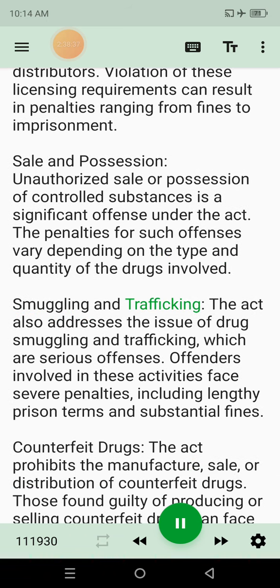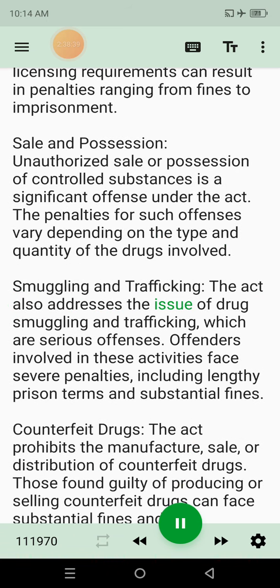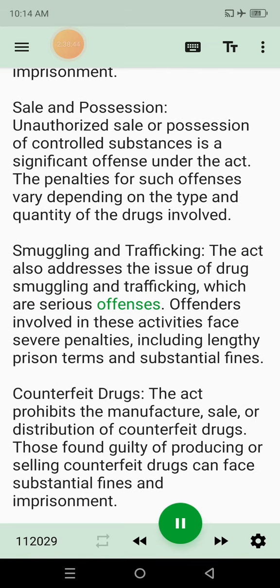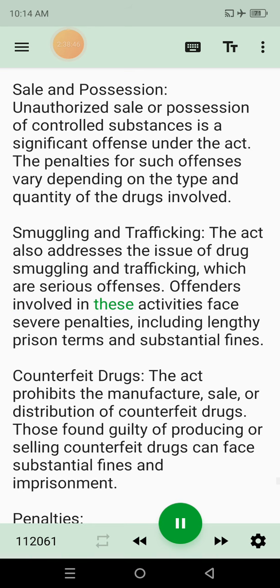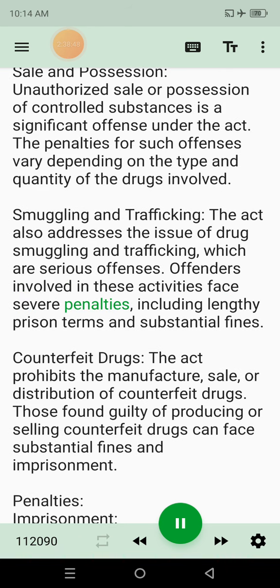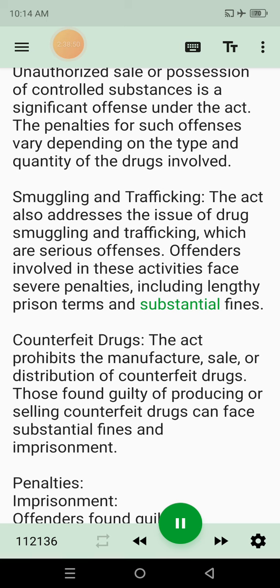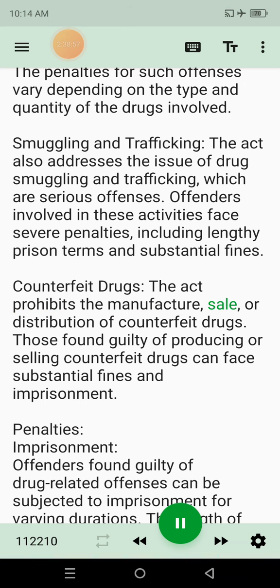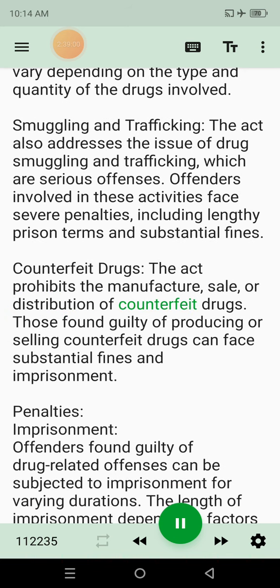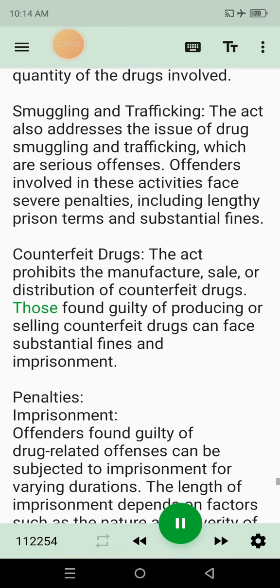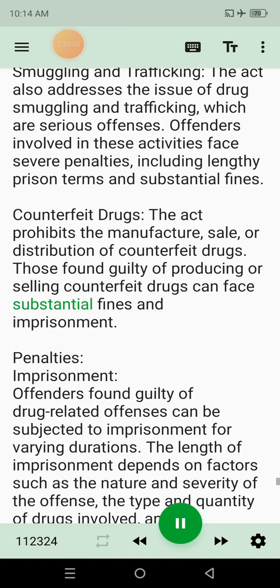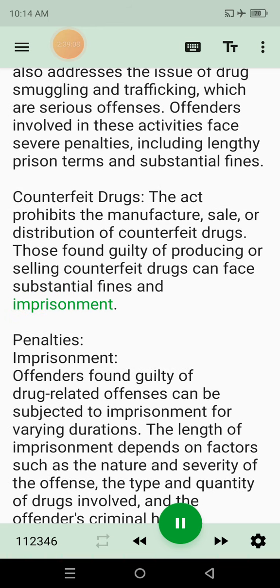Smuggling and trafficking. The Act also addresses the issue of drug smuggling and trafficking, which are serious offenses. Offenders involved in these activities face severe penalties, including lengthy prison terms and substantial fines. Counterfeit drugs. The Act prohibits the manufacture, sale, or distribution of counterfeit drugs. Those found guilty of producing or selling counterfeit drugs can face substantial fines and imprisonment.